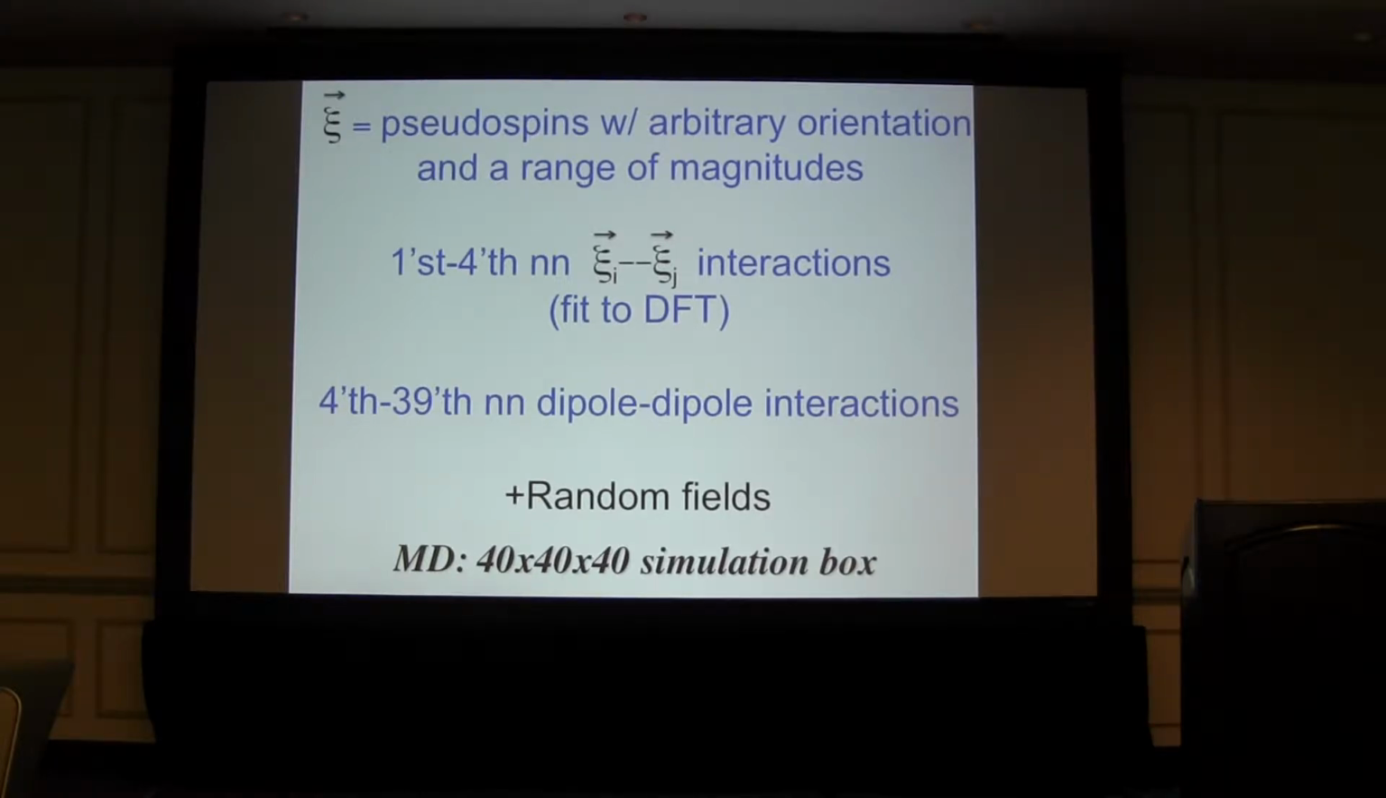So the model that I'm treating has these local mode pseudospin variables that have arbitrary orientation and some range of magnitudes. This is determined by the simulation. There are some short-range spin-spin interactions, and then there are some medium to long-range dipole-dipole interactions and random fields, and we do molecular dynamics on a 40 by 40 by 40 simulation cell.